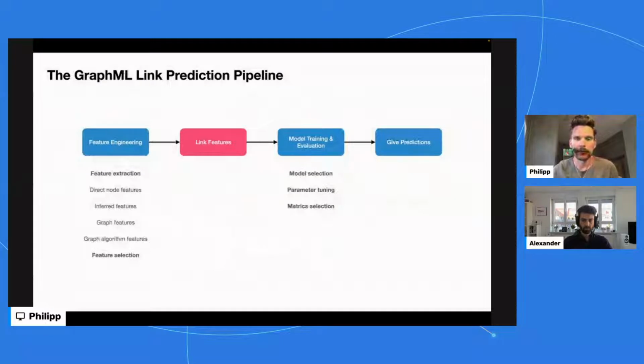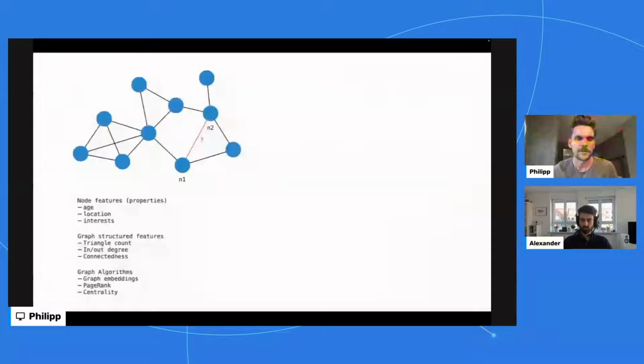The second part, which is very particular to link prediction, okay, let me go one step back because it's on the slide here. So here the two nodes, they have features. One set of features would be node features, which are the directly associated features like age, location, interest, or properties of a user. And then we have graph structured features, which we can derive from the graph structure. So there will be a triangle count or an out degree connectedness of the node. And we could apply graph algorithms, which try to analyze the entire structure of the graph, and therefore we assign new features to each of the nodes, which basically measure their role inside the graph. For example, like graph embeddings, page rank, centrality detection, similar to what I said before.